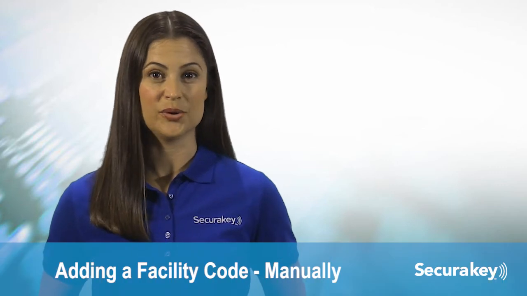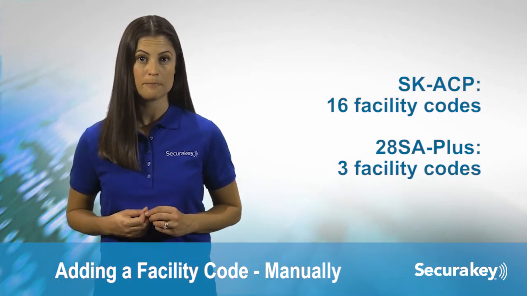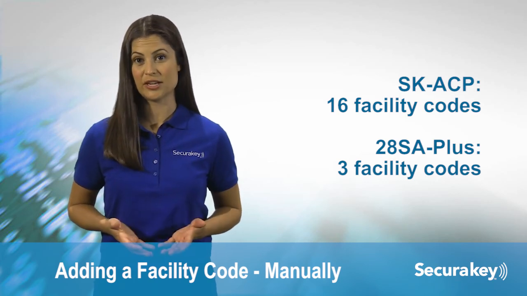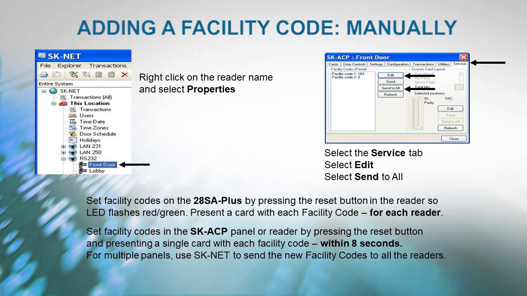Adding a facility code. The SK-ACP can learn up to 16 facility codes. While it is best to have a single facility code, it is not always convenient. Right-click on the reader name and select Properties. Select the Service tab. Select Edit. Select Send to All.